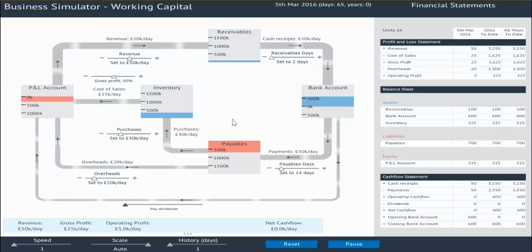So this model can be used to explore the operating cycle, looking at how long a business is keeping its inventory in stock for, looking at how long it's taking for its customers to pay, and how much credit it has with its suppliers.